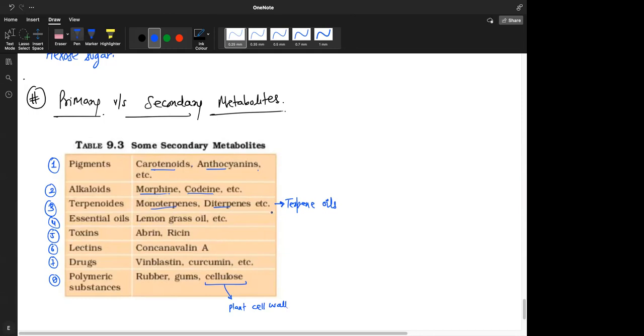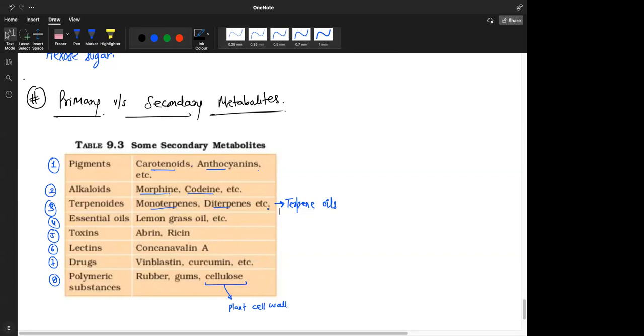the primary metabolites have well understood functions and roles in normal physiological processes.